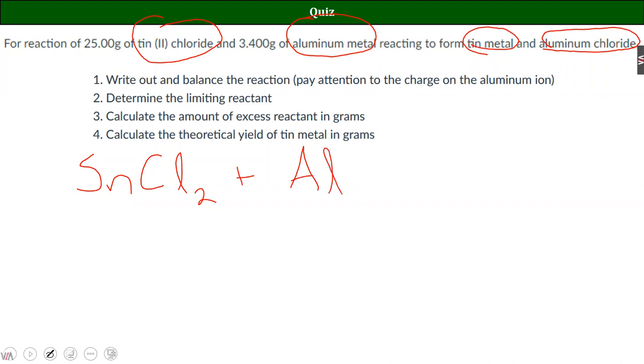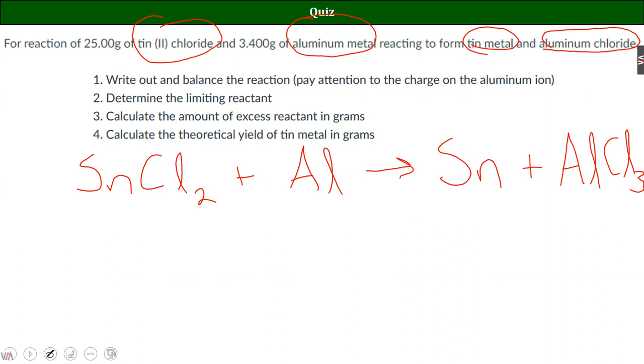Writing the formula for any metal is easy. Just write it in its elemental state. Aluminum metal is just Al. And it's forming tin metal and aluminum chloride. So this one, you might have to look at your periodic table, remind yourself aluminum always has the same charge, which is why it doesn't have a Roman numeral there. Aluminum is always what? Plus 3. So it takes 3 chlorides to balance the charge on the aluminum ion.